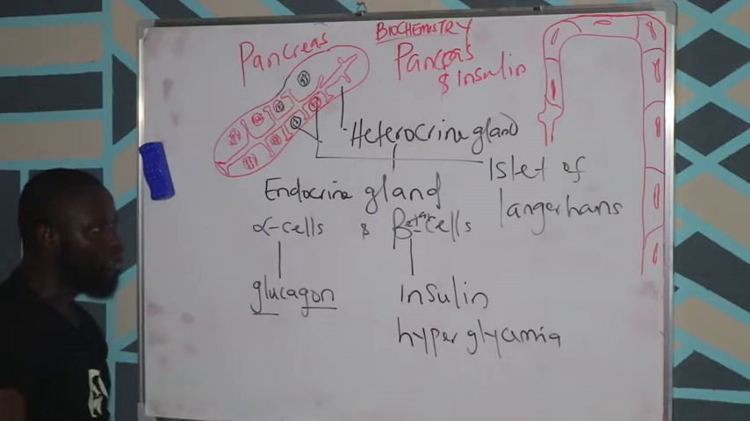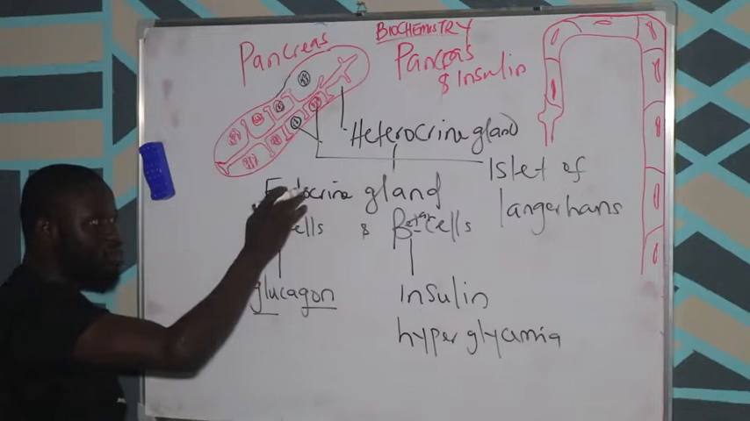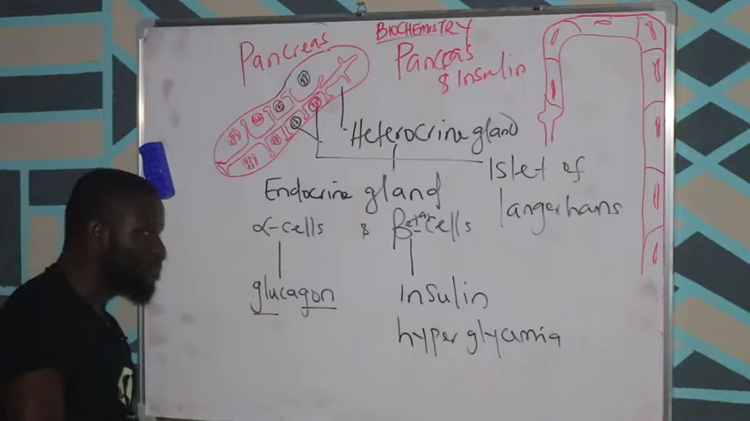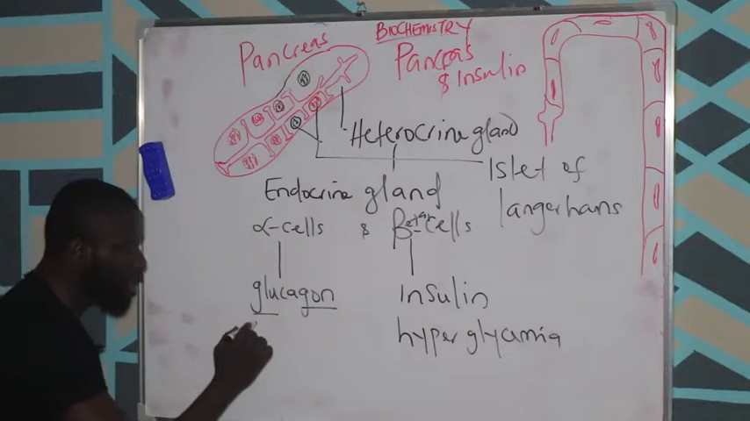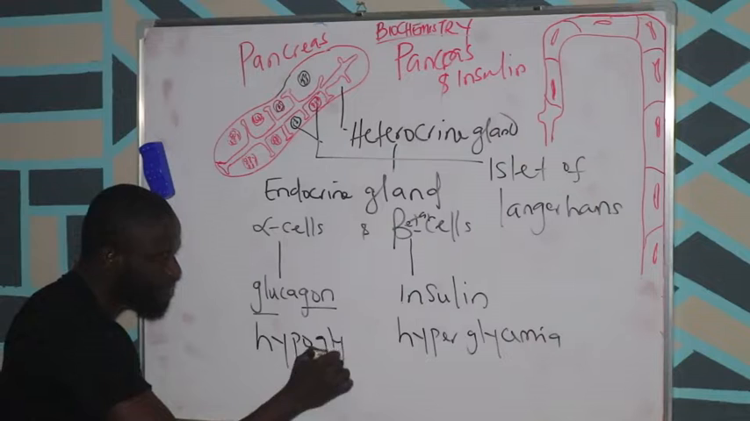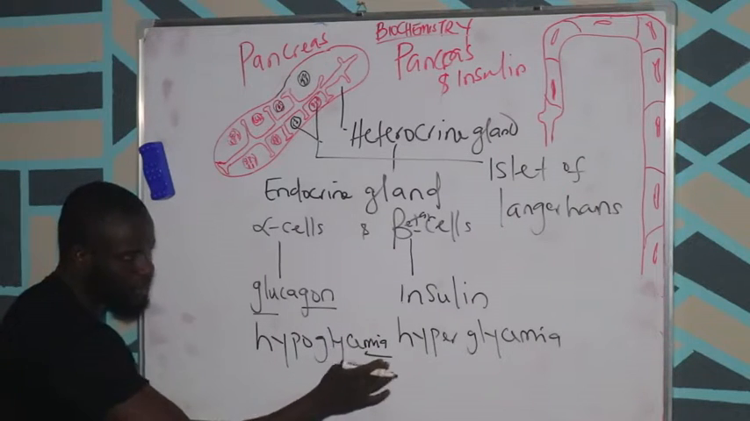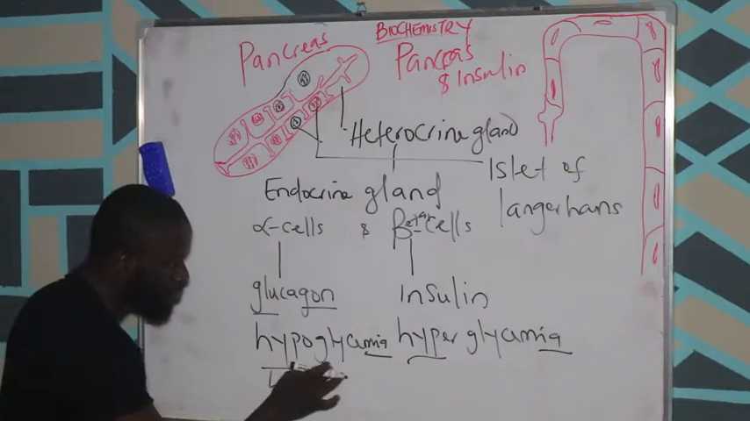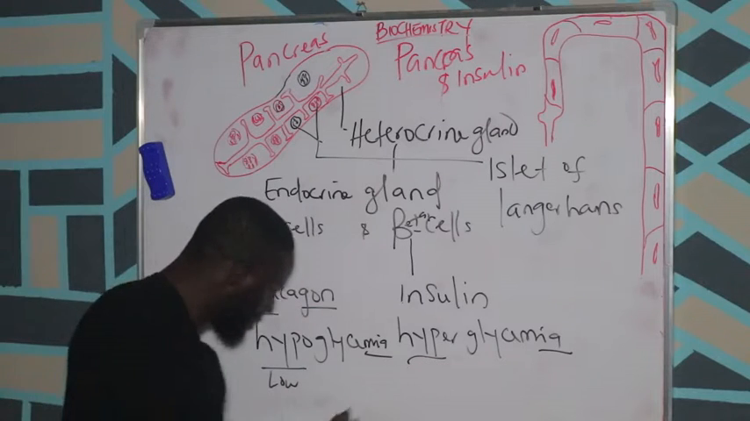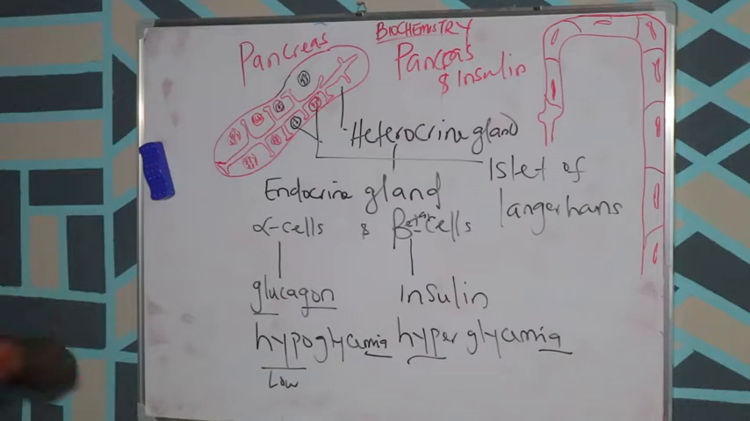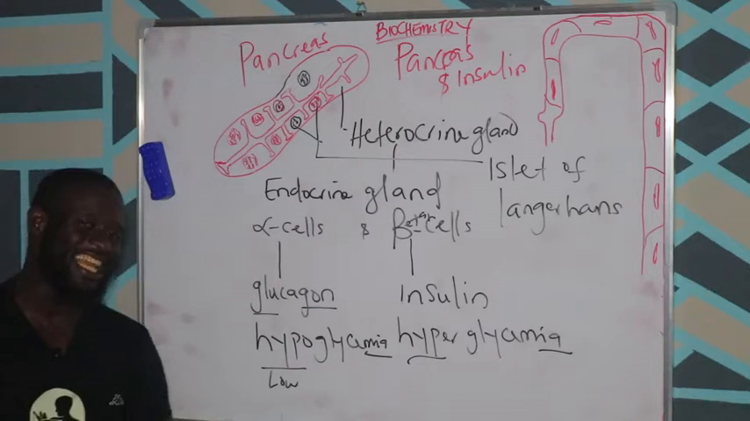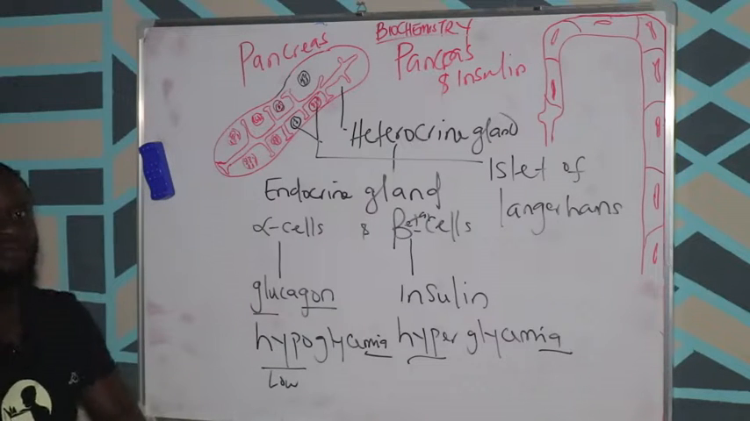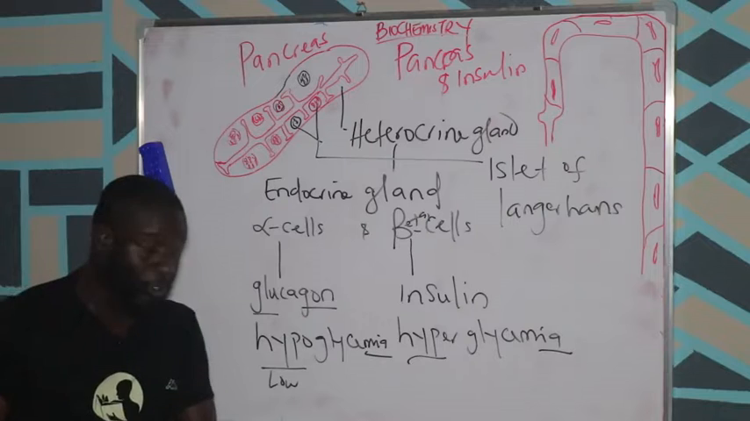In the case of glucagon, when the blood sugar is low, the endocrine gland produces alpha cells that are responsible to trigger the production of glucagon. So low blood sugar, you have hypoglycemia. Whenever you see this word, glycemia, it means blood sugar. Hyper, high. Hypo, low. Low blood sugar, high blood sugar. So we now know that the stimulus that is responsible for producing insulin is hyperglycemia. It triggers the endocrine gland to produce insulin that is able to regulate the high blood sugar.